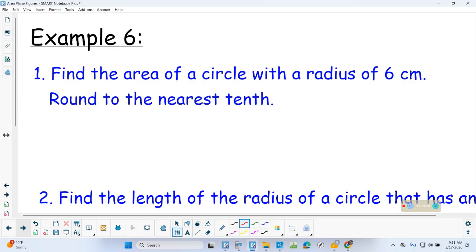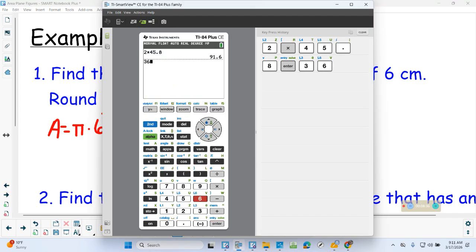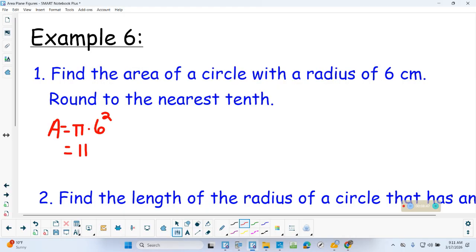Find the area of a circle with radius 6 centimeters, round to the nearest 10th. Okay, so area equals, of course, pi times radius squared. Now, easy way to punch that in, we all know 6 squared is 36. I would just punch in 36 and then our pi key here to try to get it as exact as possible. And again, it says to round this to the 10th, so I'm going to put 113.1. And we are in centimeters squared.